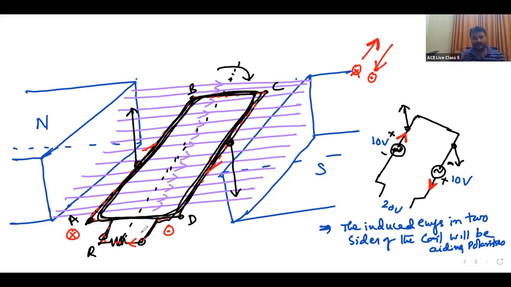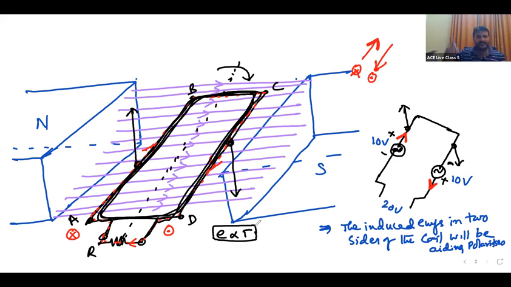More turns means more EMF. The voltages are said to be aiding. Each conductor you are showing with a 10 volt source, right? Now 3 turns are there, so definitely the voltage will be 3 times. Induced EMF is proportional to the number of turns. If more turns are there, EMF is more. E is proportional to the number of turns. More turns, more EMF.